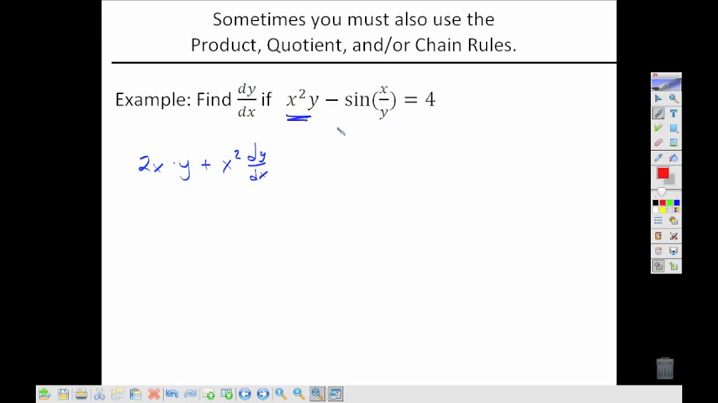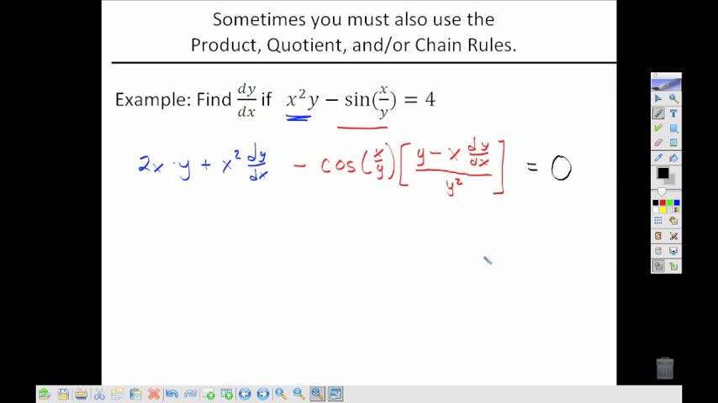Now moving on to the next group there, in the sine, the derivative of sine would be cosine. Keep the inside the same, but then we have to multiply by the derivative of the inside. So the derivative of the top, 1, times the bottom, minus the top times the derivative of the bottom. Remember, derivative of y is dy/dx. And then divided by the bottom squared. And then equal to, and the derivative of the 4 there would be 0.